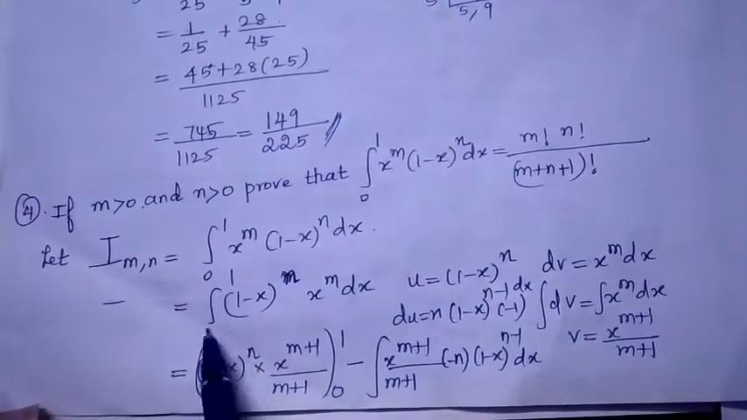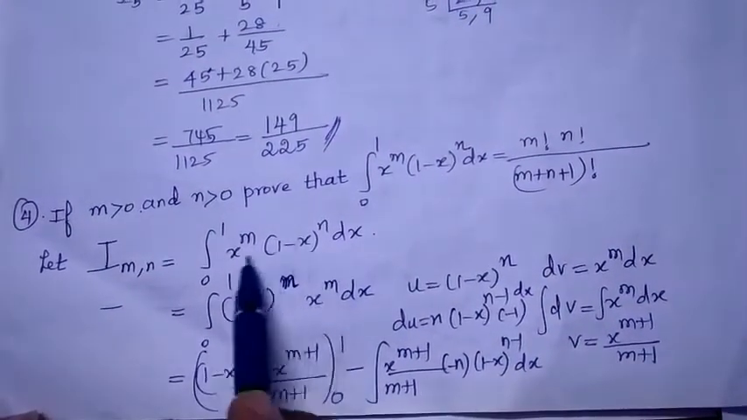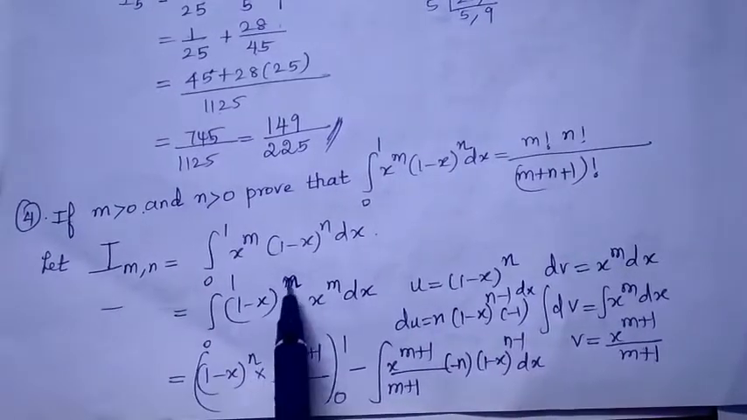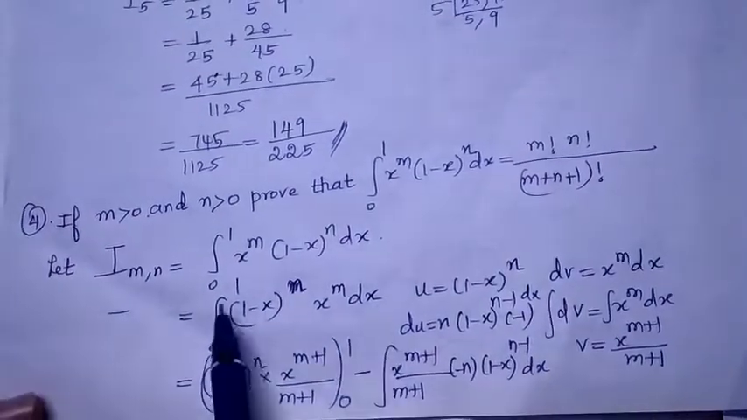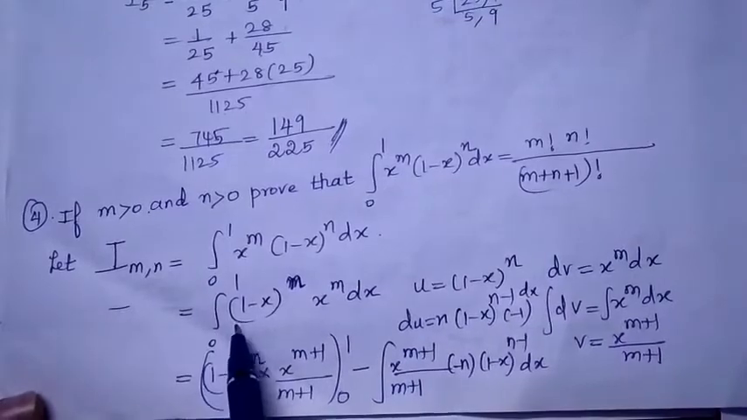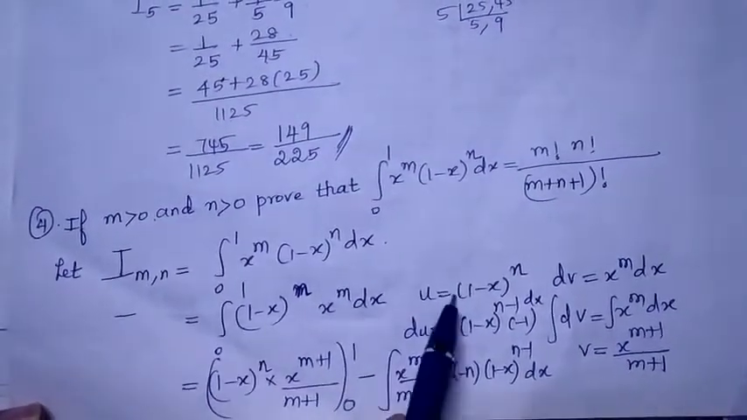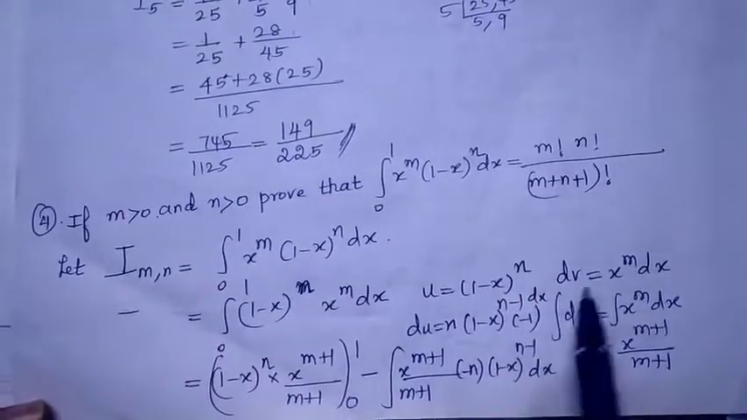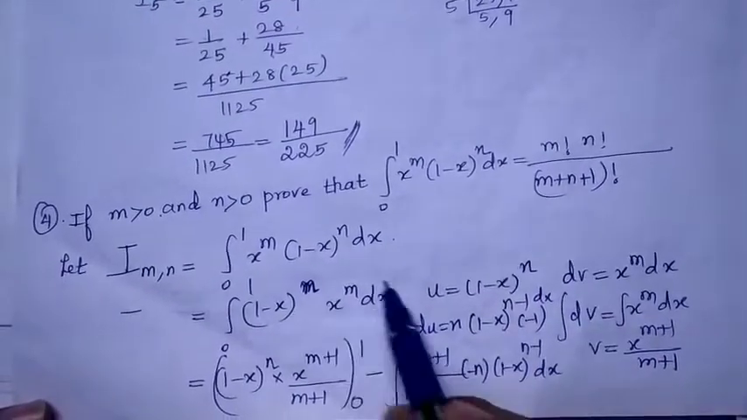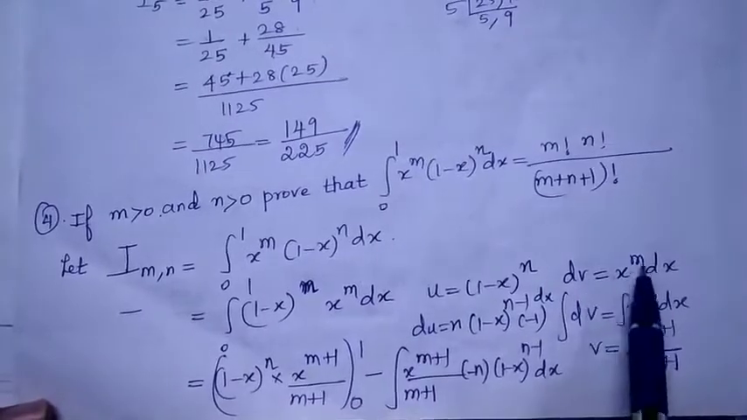So when you interchange, what do you get? Integral 0 to 1, 1 minus x the whole power n x power m into dx. Now you have to apply the udv method. So this is our u and this is our dv, right? u is 1 minus x the whole power n and dv is x power m dx.